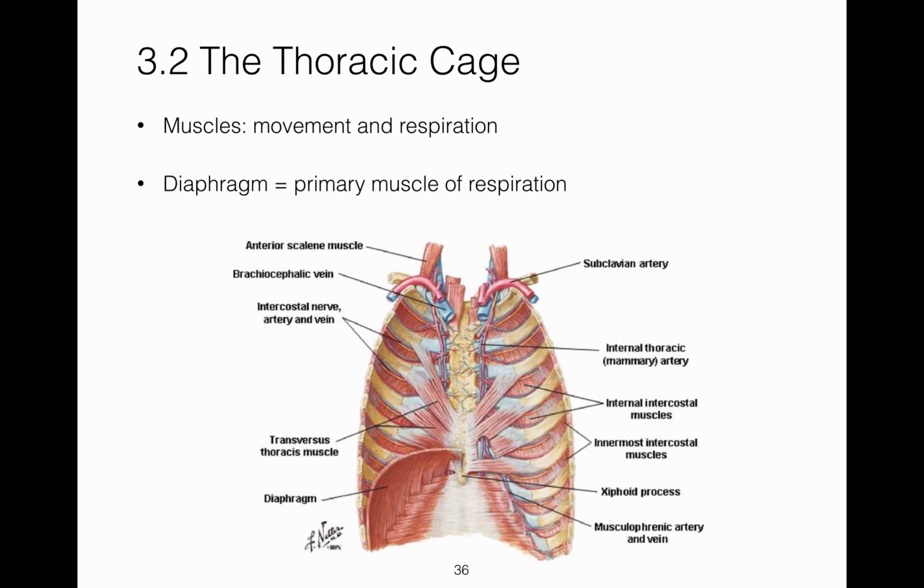Muscles unite the bones of the thorax and enable movement for respiration. The diaphragm is the primary muscle of respiration. When relaxed, the diaphragm assumes a dome shape. When the diaphragm contracts, it moves downward, that is, inferiorly, enlarging the thoracic cavity and helping to lower the intrathoracic pressure.